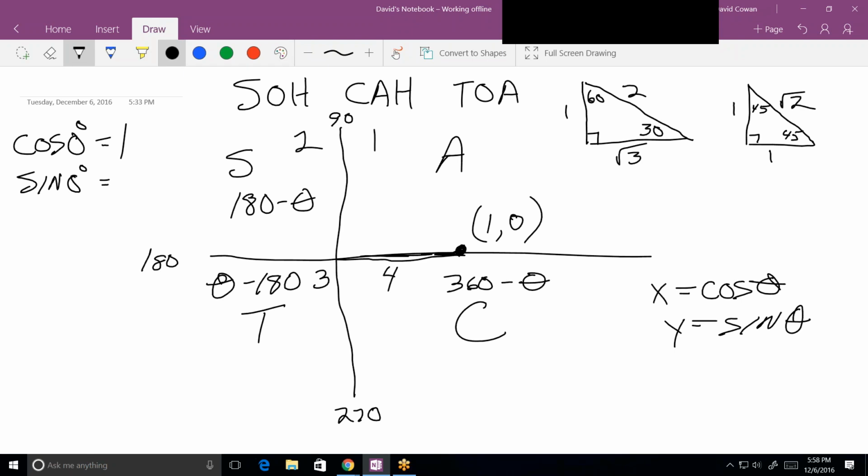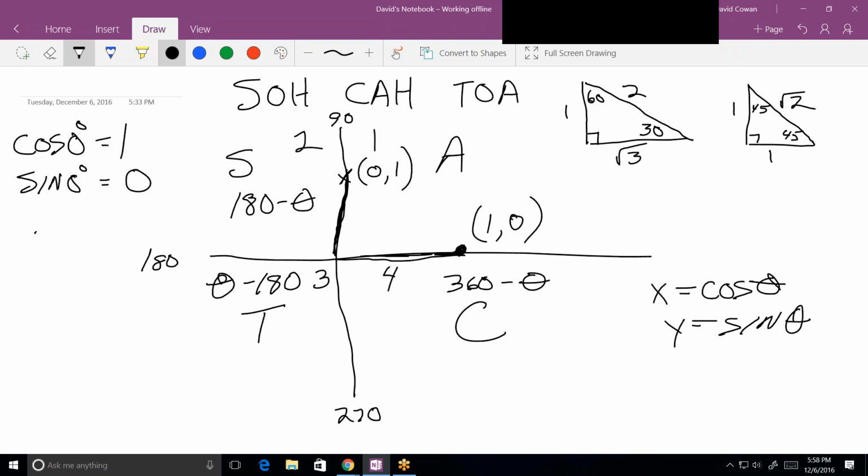So the sine of 0 has to be 0. Now let's talk about 90-degree angles. If I draw my vertical line there representing a 90-degree angle, what are the coordinates of that point? 1, 1? No. What are they? 1, 0? No, 0, 1. 0, 1.